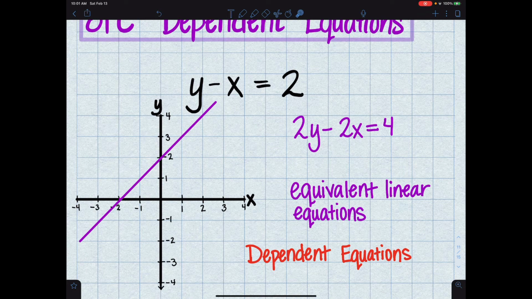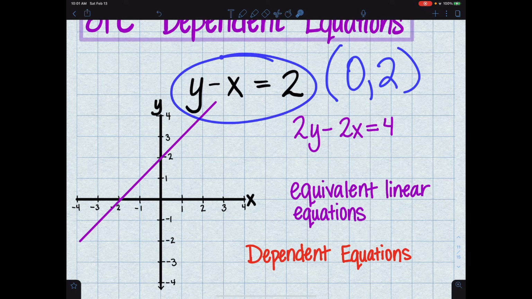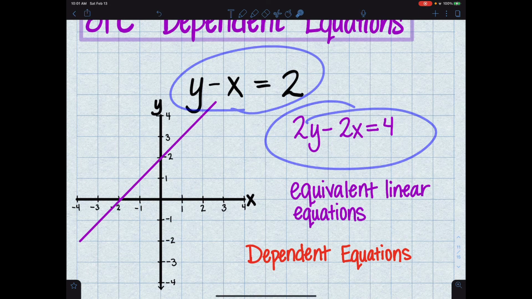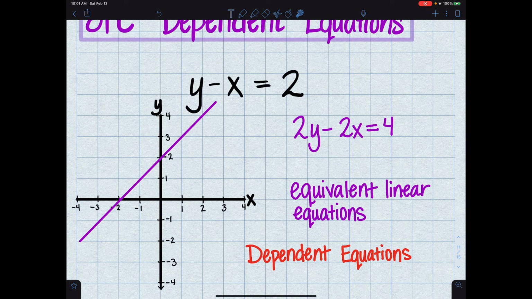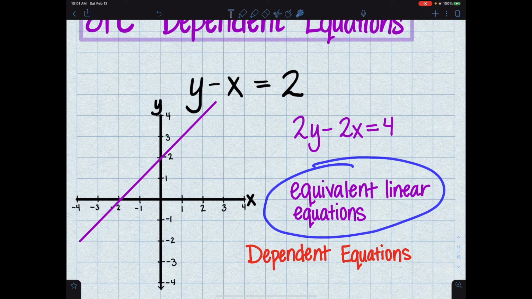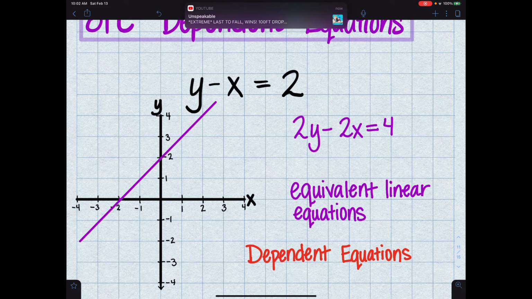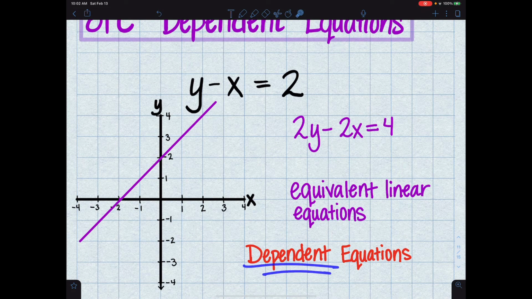So if x is 0 and y is 2, so (0, 2), that solves this equation, but it also solves this equation, and it will every time, no matter what you pick for x. If you plug in, you'll get the same y here as you do here. I've said that a couple different ways, so hopefully you get it. That means they're equivalent linear equations, and that also means they're dependent equations. So equivalent linear equations are just called dependent equations.